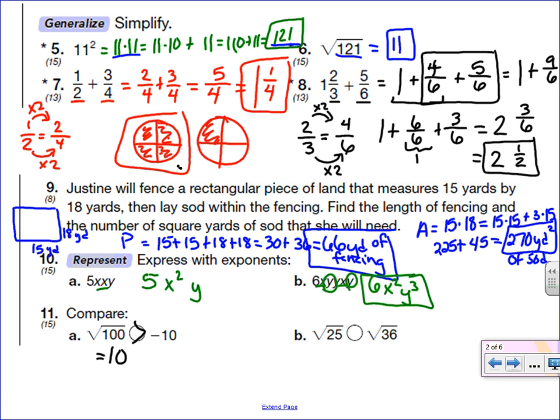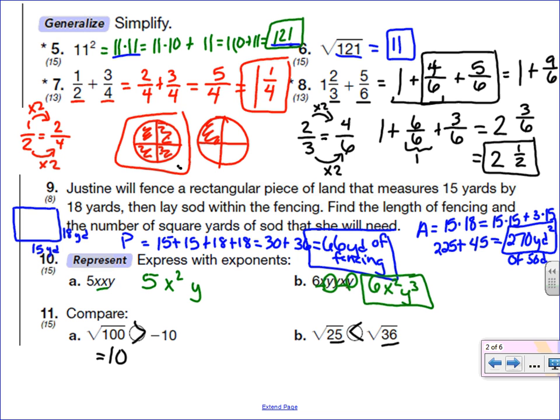Letter B, we have the square root of 25 and the square root of 36. Well, one thing right off the bat is the number under here. You can compare individually. Since 36 is bigger than 25, you know that the square root of 36 will be bigger than the square root of 25.